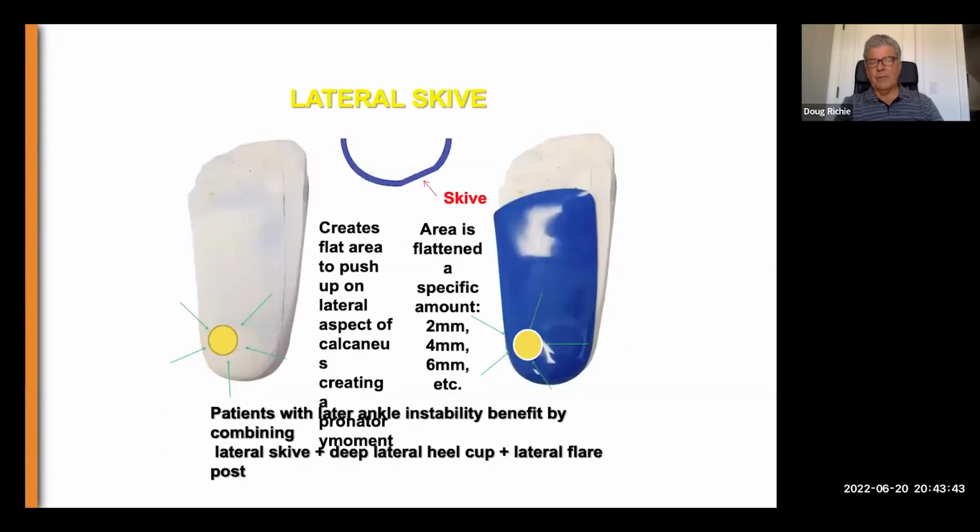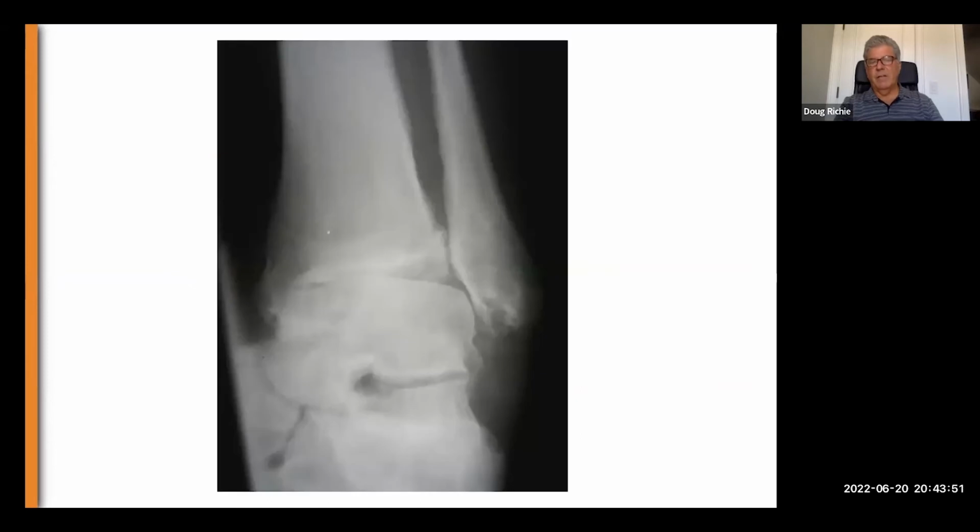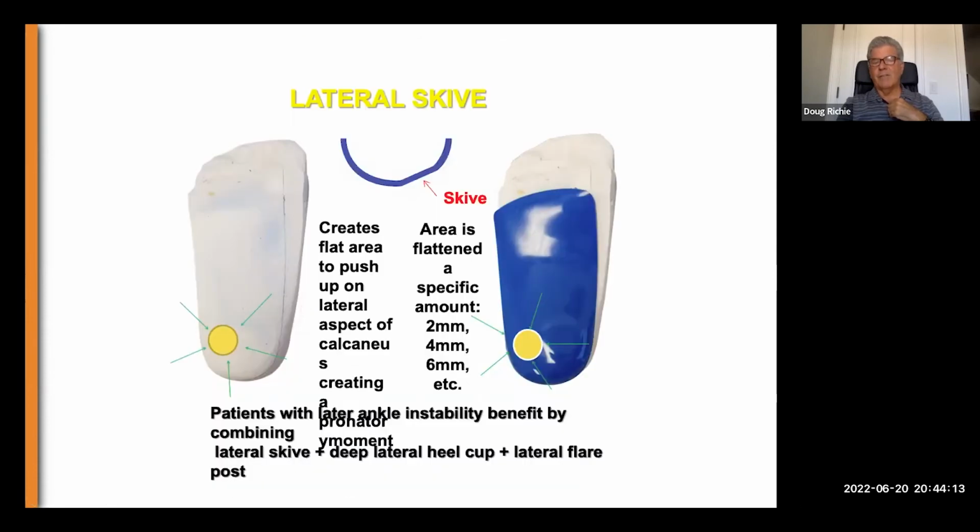We can apply lateral skiving if we want to decompress the medial aspect of the ankle joint, and I'm going to show you an example of that. So here's a patient with significant degenerative arthritis, DJD, of his left ankle, where his pain is primarily medial. And it's because his impingement is over the medial aspect of the talar dome and the medial malleolus. So in order to decompress this joint, we want to move the talus into valgus using a lateral skive.